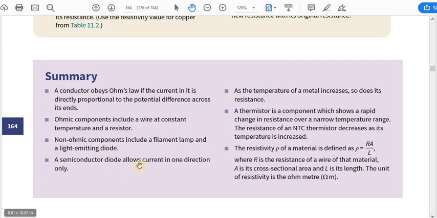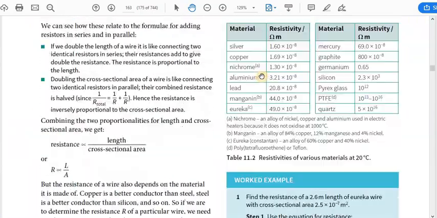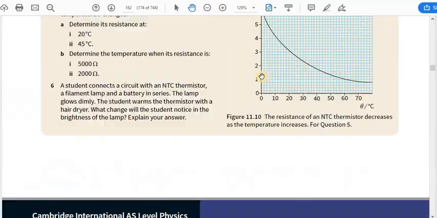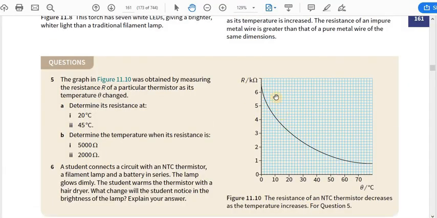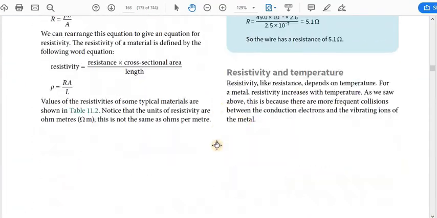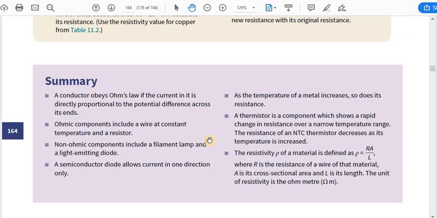A semiconductor. Okay, another example would be the NTC thermistor, negative temperature coefficient thermistor. Okay, so that's also a non-ohmic conductor. We saw the graph previously in a question. See, this is the graph. So as long as it's not a straight line, it's a non-ohmic conductor. IV graph is not a straight line. Okay, a semiconductor diode allows current in one direction only.